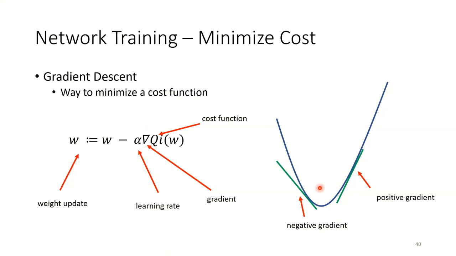Again, this is a very simple form. It doesn't happen this way. The curves are not convex, and you don't have an optimal value, a minima like this. Also, the loss function will not be one dimension, it will be multiple dimensions. But this gives me an intuition. So any question on this one?